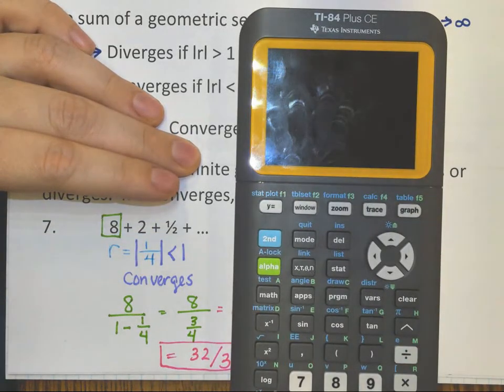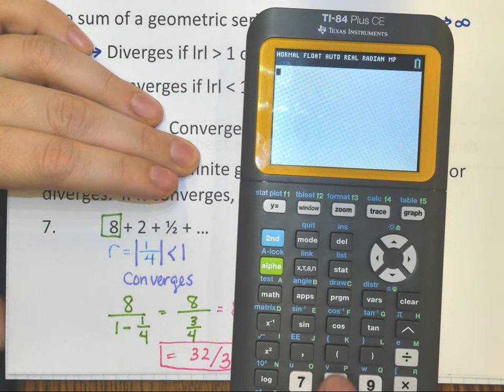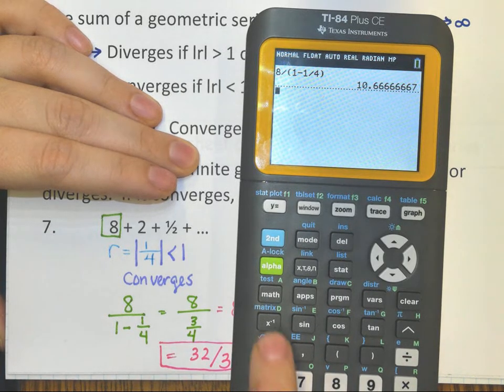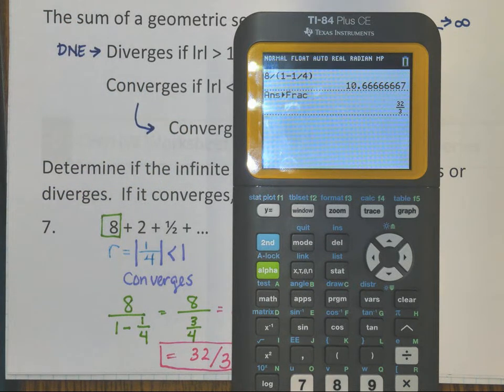Or, if you are okay with using your calculator, just type it in. 8 divided by 1 minus 1/4. Math, enter. Do not give me a decimal unless there is a decimal in the original problem, or if you have absolutely no choice because it's using crazy radicals and all that jazz.